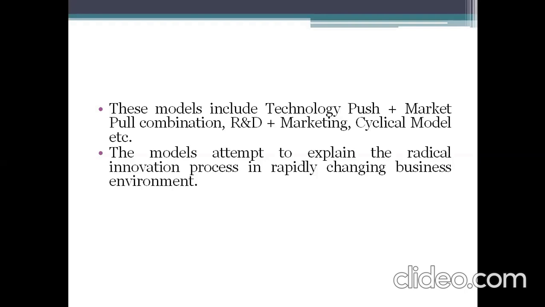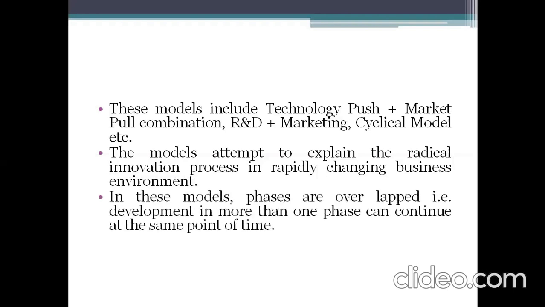Particularly, this model attempts to explain the radical innovation process in a rapidly changing business environment. This business process is more adaptable in a market where ever-changing market processes and cutthroat competition are happening, and the business environment is such that no one can have a sustainable, long-lasting production process. So whenever new innovations are expected, the flexible innovation method is the most suitable one.